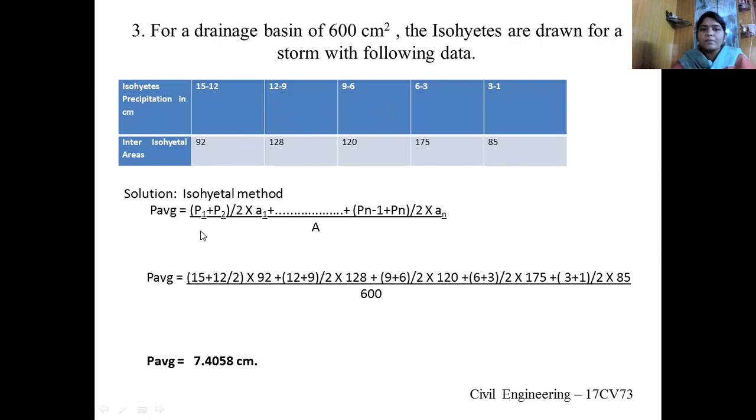So therefore, average precipitation is (P1 plus P2) divided by 2 into A1, (P3 plus P4) divided by 2 into A2, (P5 plus P6) divided by 2 into A3, and so on till (Pn minus 1 plus Pn) divided by 2 into An, divided by the total area A. So how do we do that? 15 plus 12 divided by 2 into 92, 12 plus 9 divided by 2 into 128, 9 plus 6 divided by 2 into 120, 6 plus 3 divided by 2 into 175, 3 plus 1 divided by 2 into 85, and the total is divided by 600, that is the area. We get P average as 7.4058 centimeters.